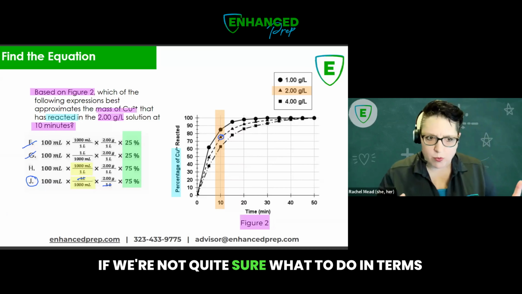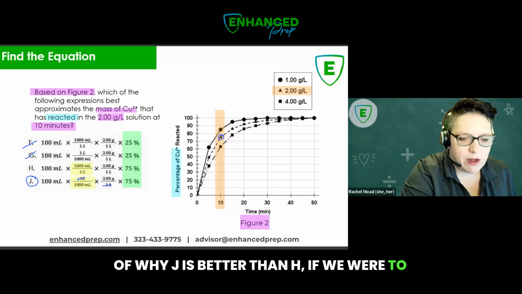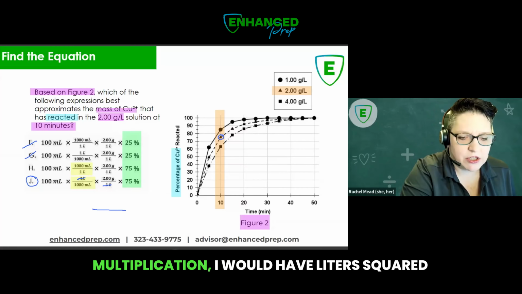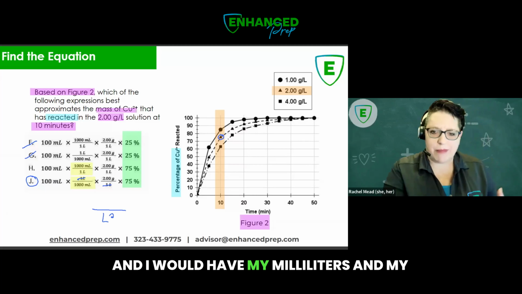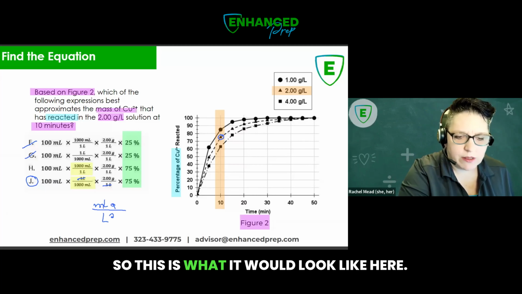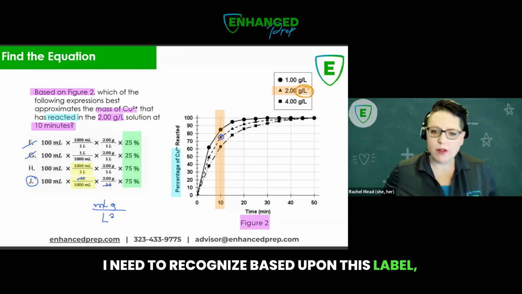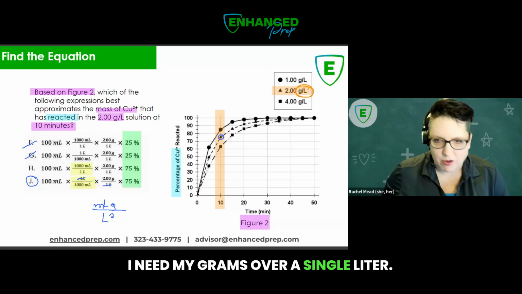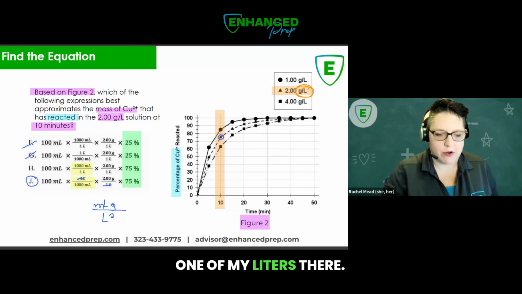If we're not quite sure why J is better than H, if we were to come through and finish this multiplication, I would have liters squared on the bottom, and I would have my milliliters and my grams left on top, right? So this is what it would look like here. I need to recognize based upon this label, I need my grams over a single liter. Well, that milliliters doesn't cancel out one of my liters there.